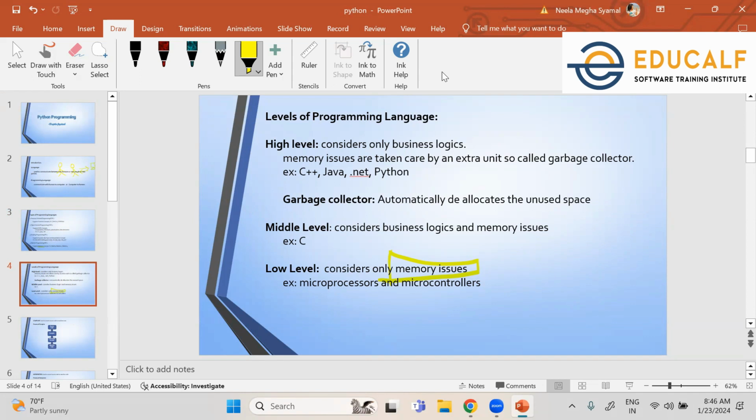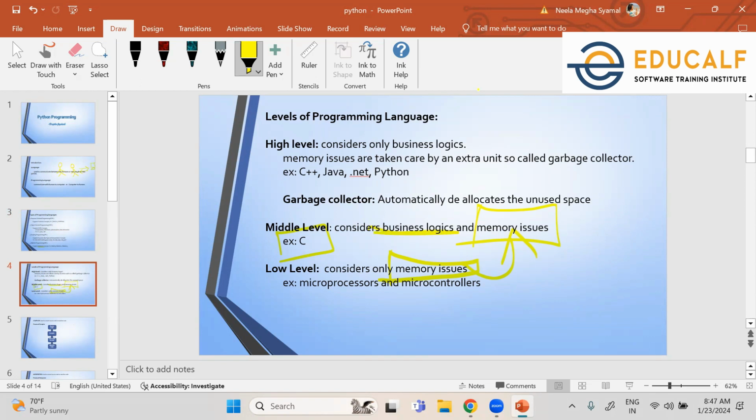You have logic, that means some if condition, while loop, for loop, all these started existing from the middle level language onwards. In middle level language, the best example is C language. So you have memory issues. That means spacing issues still exist, got carried forward, but as a value addition, you have business logic also over here. The next one is high level.